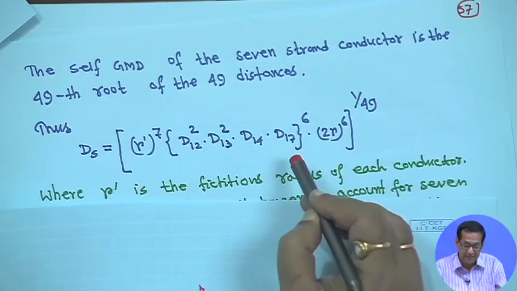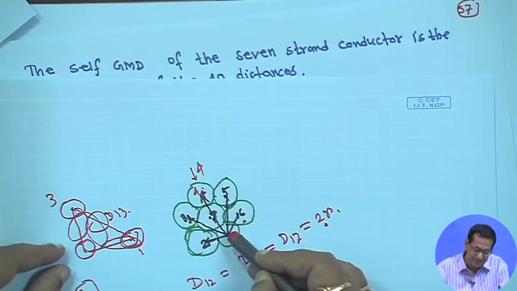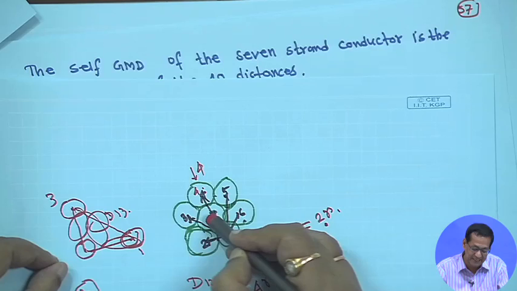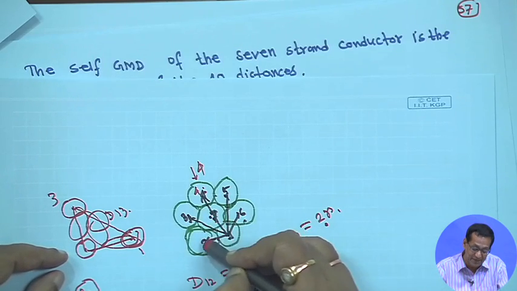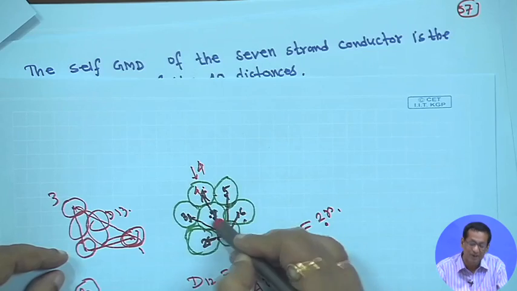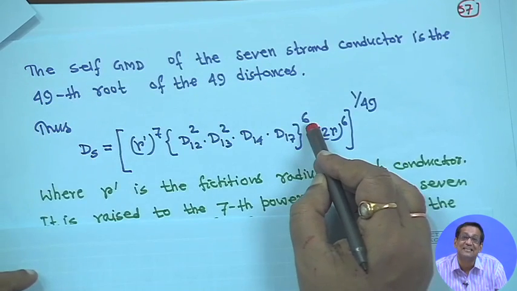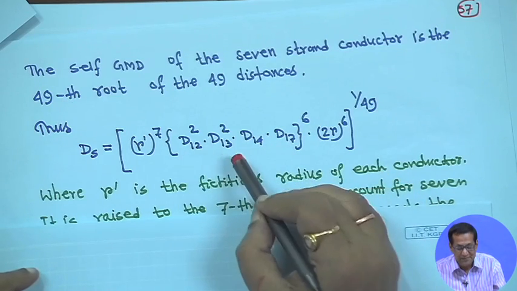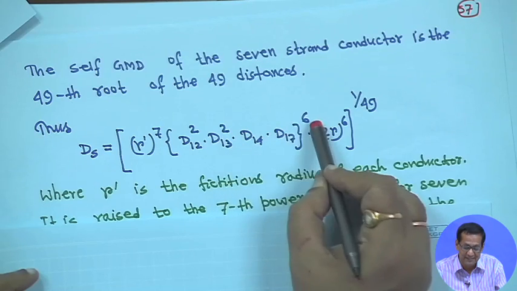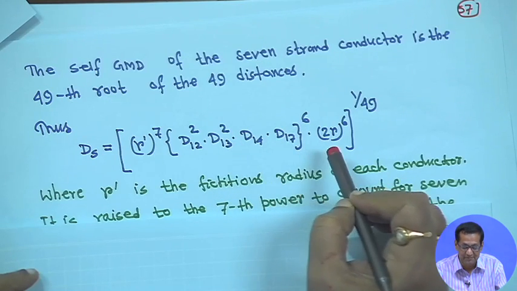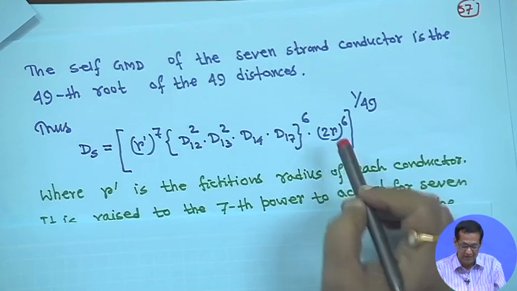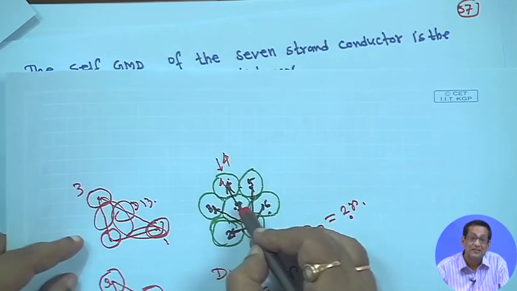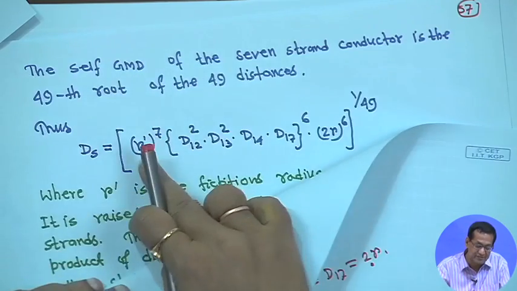Then d17 means from this conductor to the central conductor, your 1 to 7. 1 7, 2 7, 3 7, 4 7, 5 7, 6 7, all are the same. So, into d17 to the power 6, right. That means d12 square repeated 6 times, d13 similarly square 6 times, then d14 once, d17 once, 6 times, into your d2r, right. d2r means this is the central conductor, which you now consider, because this is left out. For the central conductor, that r dash you have considered for everyone.